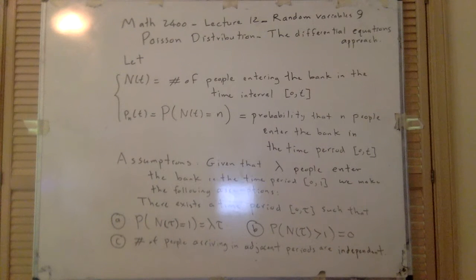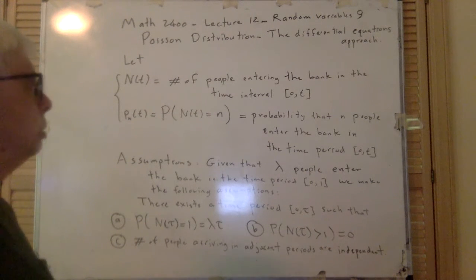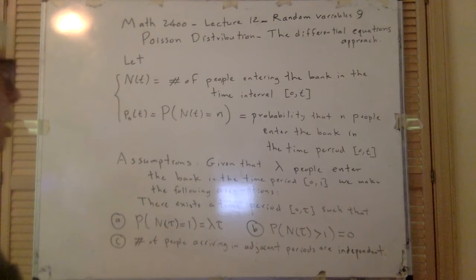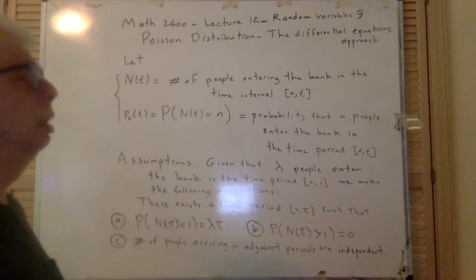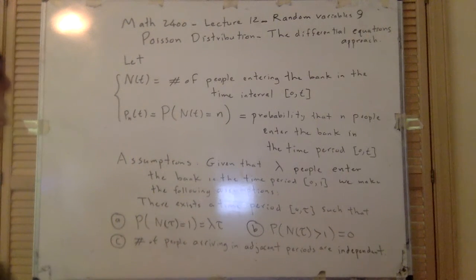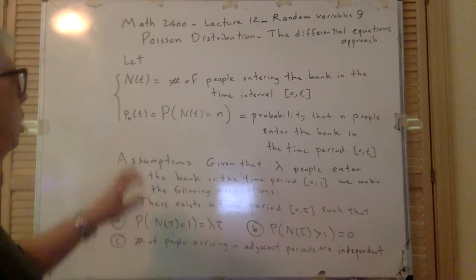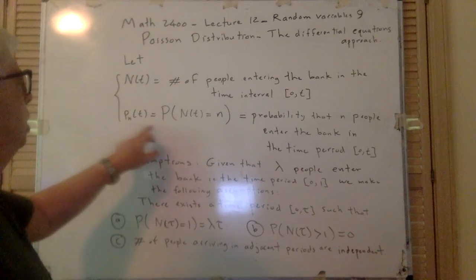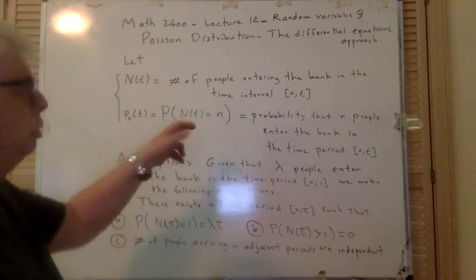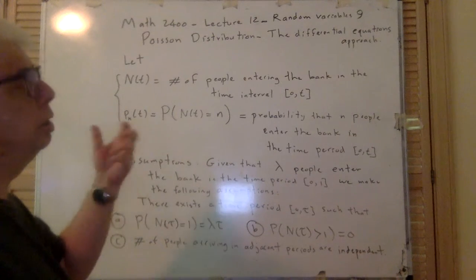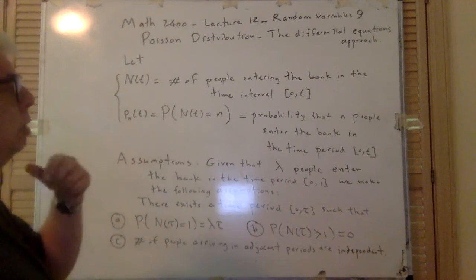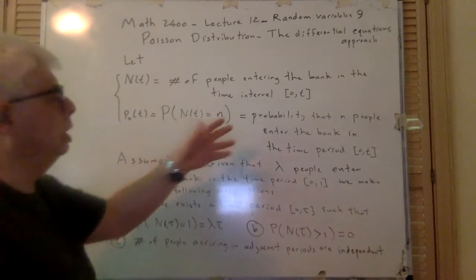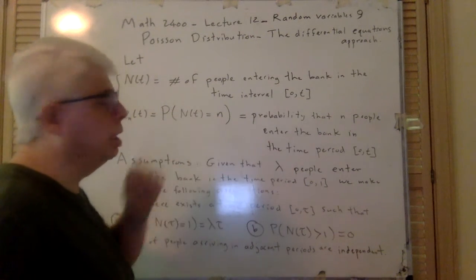So let N(t) be the number of people entering the bank in the time interval (0, t). Well, you might say, what is (0, t)? It means that you have like a stopwatch and it starts at 0, right? And we use this small p_n(t) as the probability that N(t), which means the number of people entering during this time period, is n. So this is the probability that in this time period n people arrive.